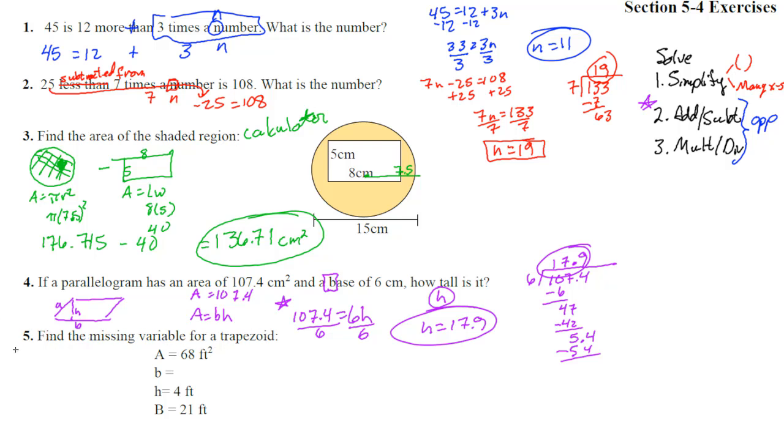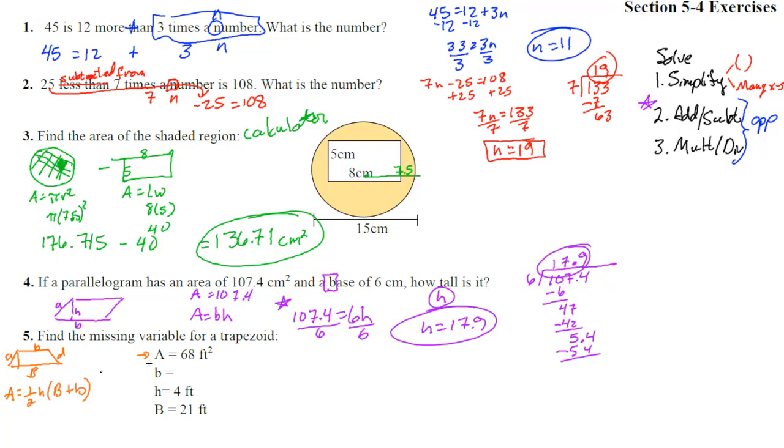Okay, last one. Find the missing variable for a trapezoid. Now, a trapezoid is kind of like a parallelogram, except these two sides are different. We had a, b, and this was d. The h is still vertical, just like the parallelogram, and then there's a capital B down here. And the formula for area was a little bit tricky: 1/2 h times capital B plus b.